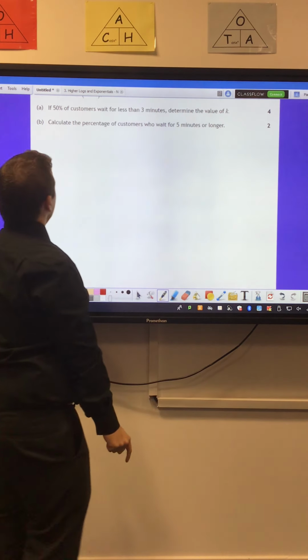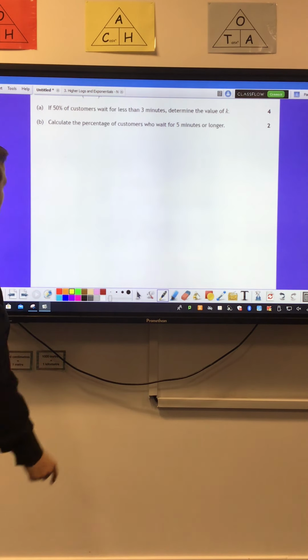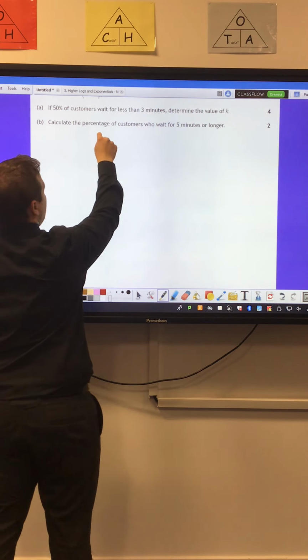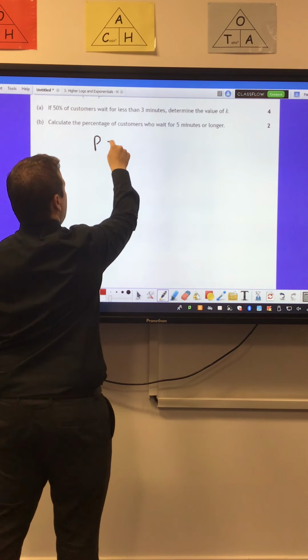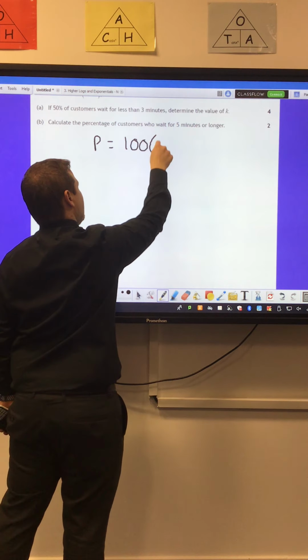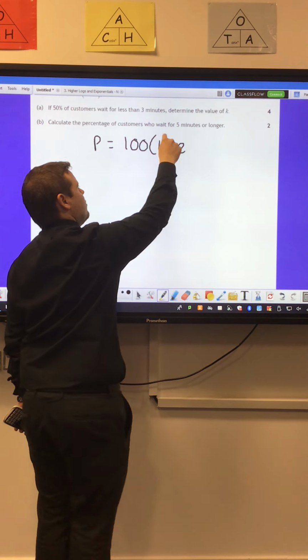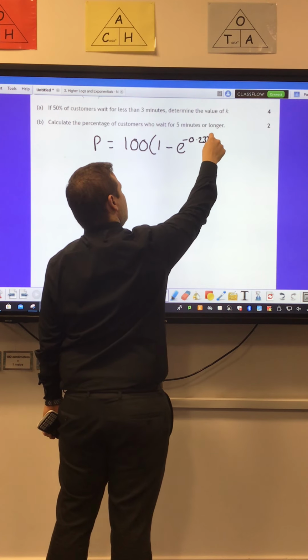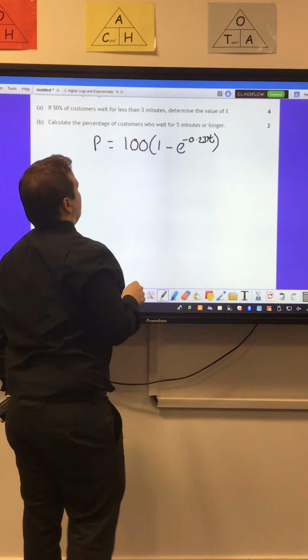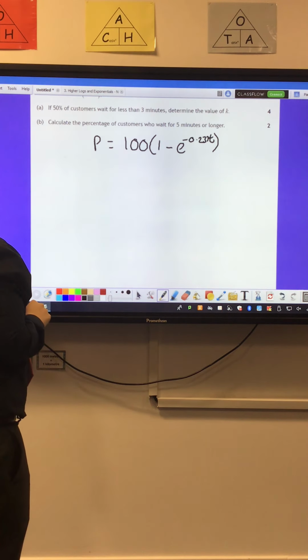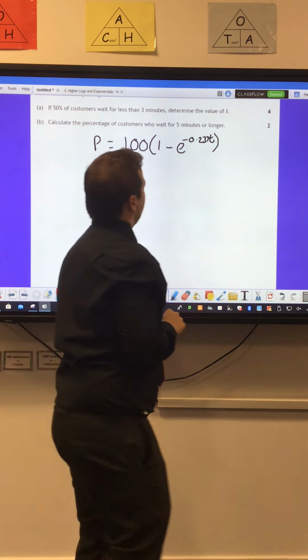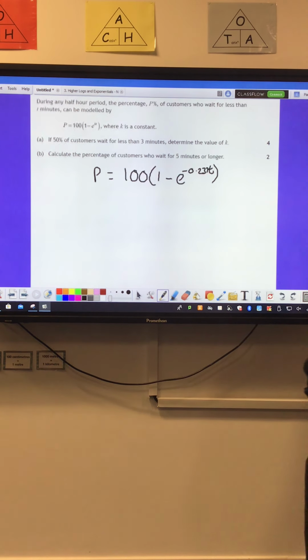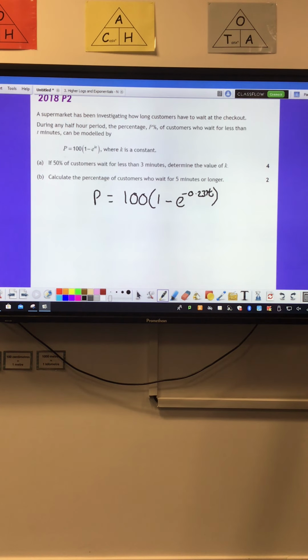Okay. Part B. Calculate the percentage of customers who wait for 5 minutes or longer. So we have now got the equation of P equals 100 bracket 1 minus e to the KT, and we've worked out K was negative 0.231. So we're saying, it says calculate the percentage of customers who wait 5 minutes or longer. So that basically means our T is going to be 5, because we'll basically use that information and manipulate it at the end.